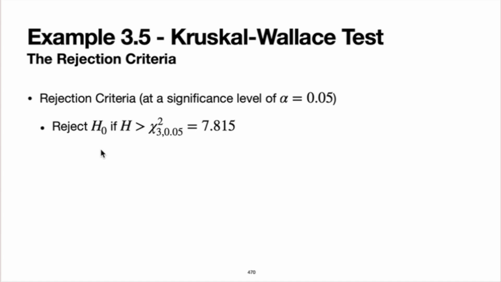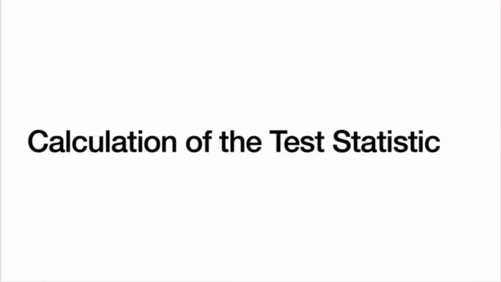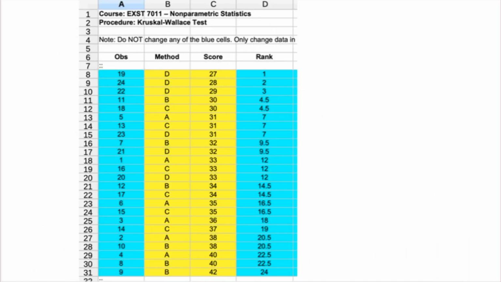So the rejection criterion is to reject the null hypothesis if our test statistic H is greater than 7.815. And so now we have to calculate the value of the test statistic. I'm going to use a spreadsheet again. I've got this spreadsheet template that I created that I've shown you in the other 2 examples that we've done.